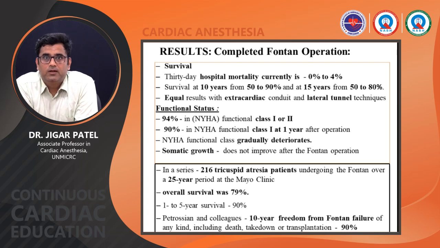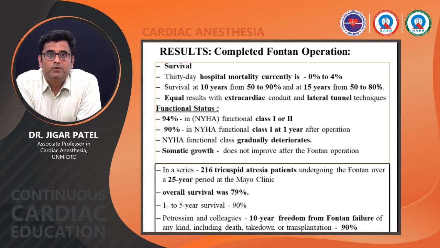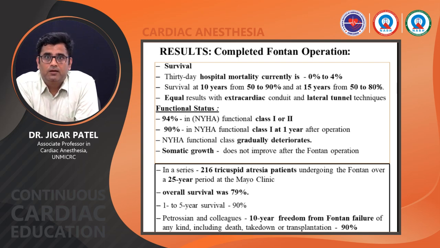In a series of 216 tricuspid atresia patients undergoing Fontan over a 25-year period at Mayo Clinic, the overall survival was 79%, and 1 to 5 year survival was around 90%. In another study by Petrosian and colleagues, 10-year freedom from Fontan failure of any kind, like death, takedown, and transplantation, is 90%.